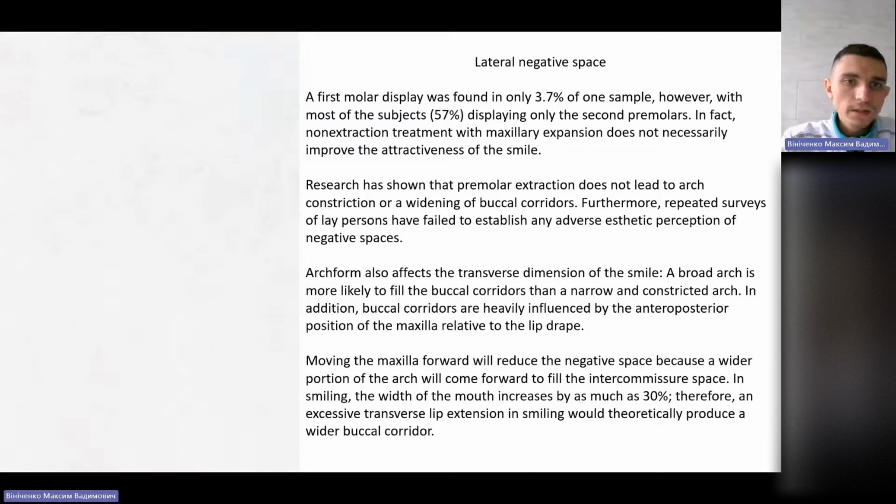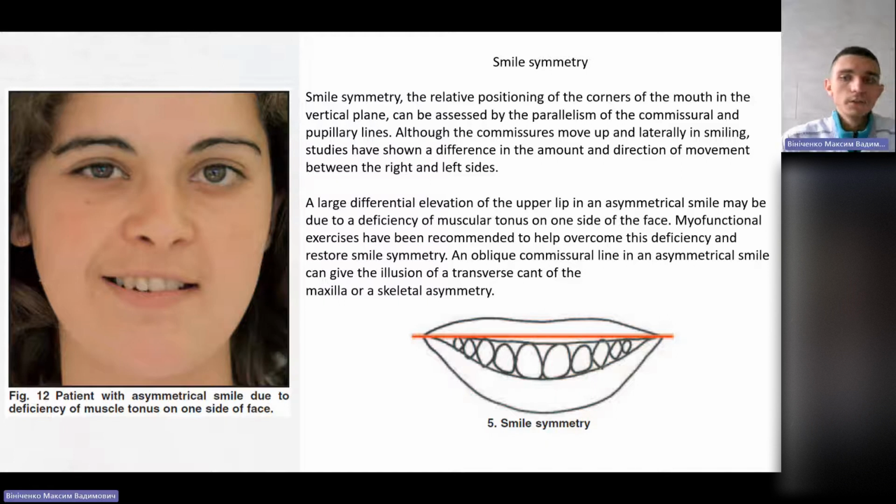Arch form also affects the transverse dimension of the smile. A broad arch is more likely to fill the buccal corridors than a narrow and constricted arch. In addition, buccal corridors are heavily influenced by the anterior-posterior position of the maxilla relative to the lip drape. Moving the maxilla forward will reduce the negative space because a wider portion of the arch will come forward to fill the intercommissure space. In smiling, the width of the mouth increases by as much as 30%, therefore an excessive transverse lip extension in smiling would theoretically produce a wider buccal corridor.